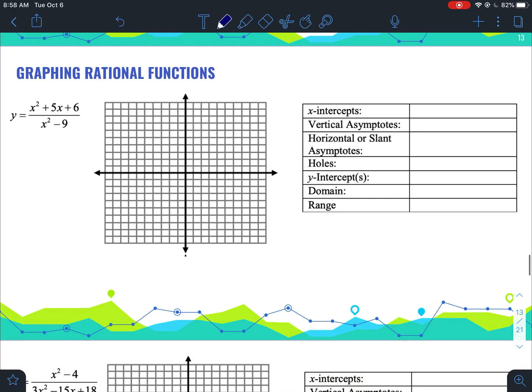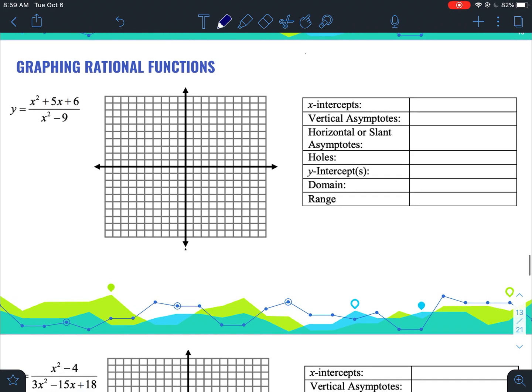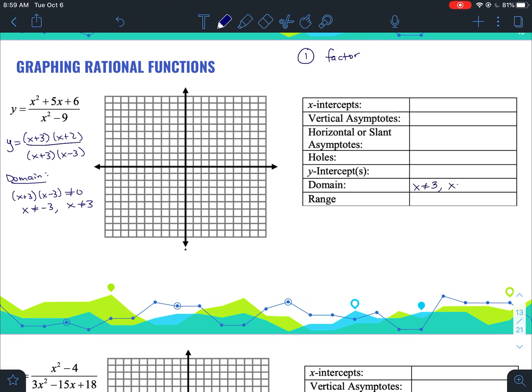So putting that all together, we can graph rational functions. Notice this is not going to be easy to graph by just using transformations, because we have x squared plus 5x plus 6 over x squared minus 9. So what I recommend doing first is factor. So let's factor the numerator and the denominator. So this would be (x plus 3)(x plus 2) over (x plus 3)(x minus 3). So the domain, remember the denominator can't equal 0, so x plus 3 times x minus 3 can't be 0. So x can't be negative 3 and x can't be positive 3.